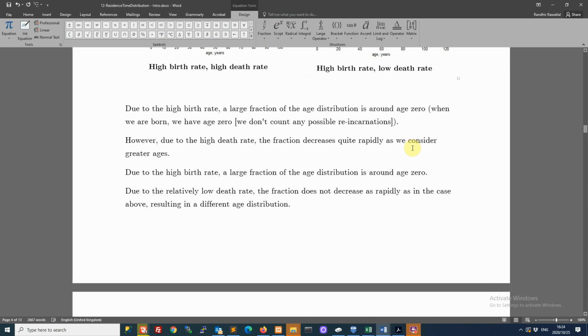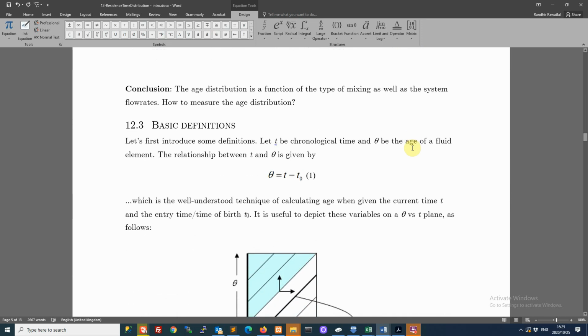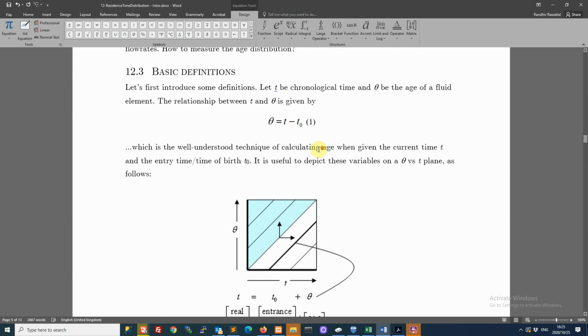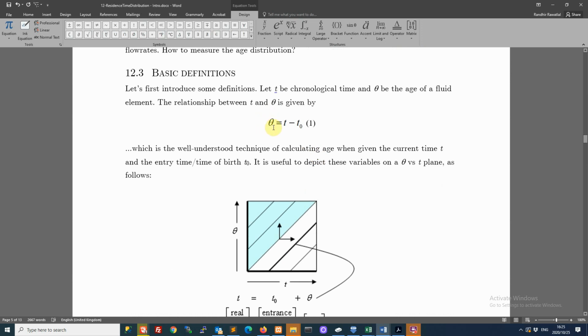Okay, so that introduces the topic. And now let's start introducing some of the basic variables we'll be using. So we define theta to be our age variable. And of course, our age is equal to the current time minus our entry time. So we entered the planet at a certain real time, and we typically call that our birth date. So if you take the current date minus your birth date, that hopefully gives you your age, right?